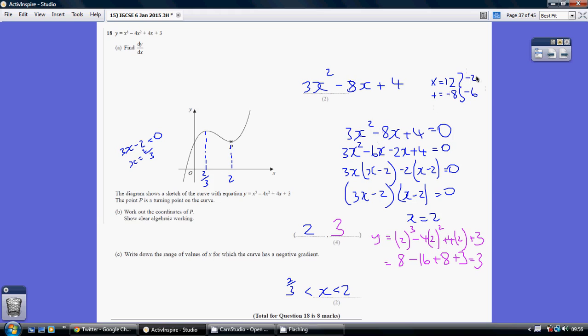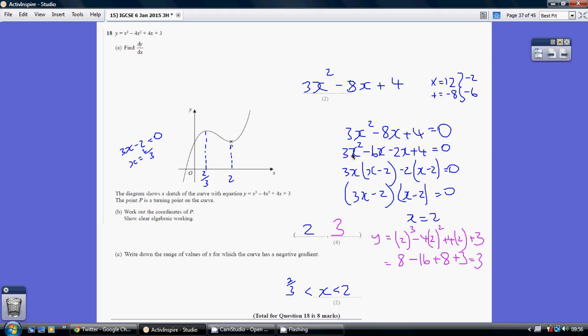So step 1 is to split this middle term into minus 2x and minus 6x. It doesn't matter which way round. I've chosen to split this middle term into minus 6x and minus 2x. So basically at this stage we've gone from a 3-term problem to a 4-term problem by splitting that middle term.